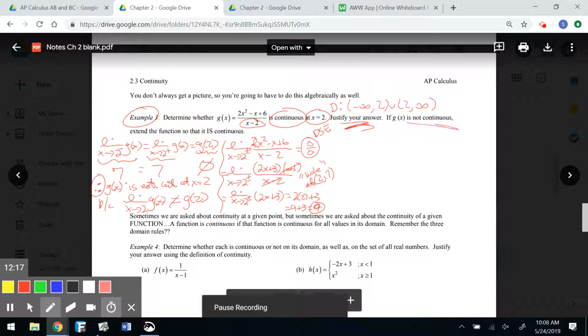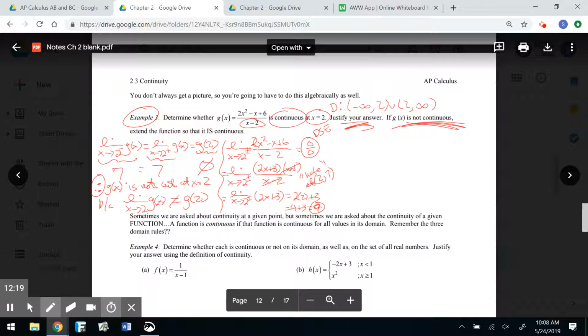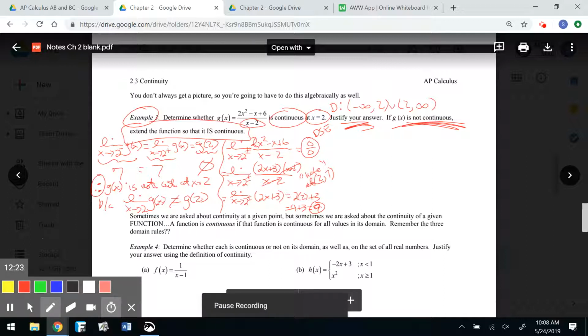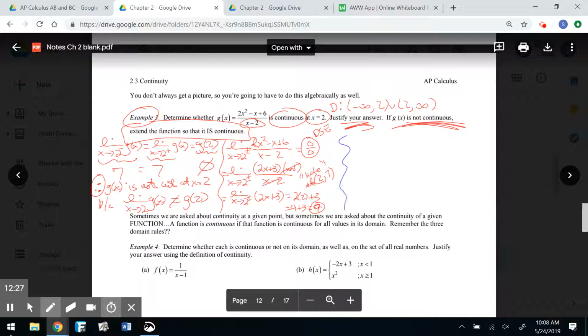And it says if g of x is not continuous, which it is not at x equals 2, can you extend a function? Now, boom, I'm going to use blue because this problem gets even more cool right now. I'm going to cheat a little bit. What I'm going to do is create a new g of x so that this works out. Now, in order to do this correctly, guess what? I have to create a piecewise function.